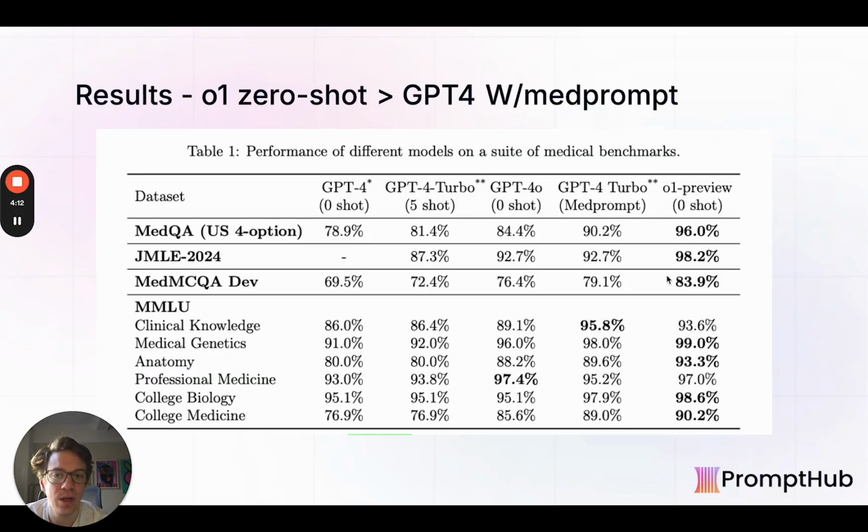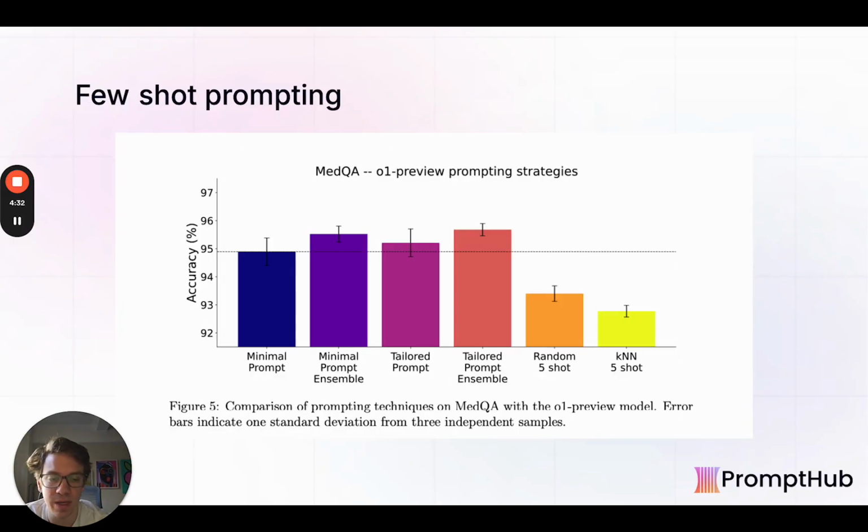And so what you can see again is the O1 Preview zero shot outperforms GPT-4o, GPT-4 Turbo, essentially all of the non-reasoning models, even when leveraging those additional prompt engineering methods like ensembling and few-shot prompting. And so that's another point to be made there.